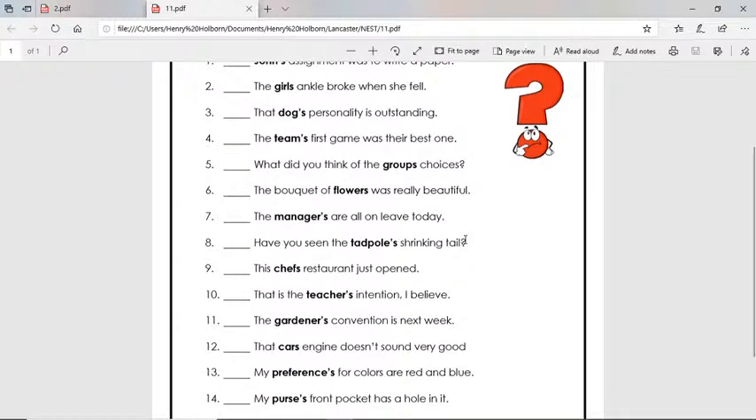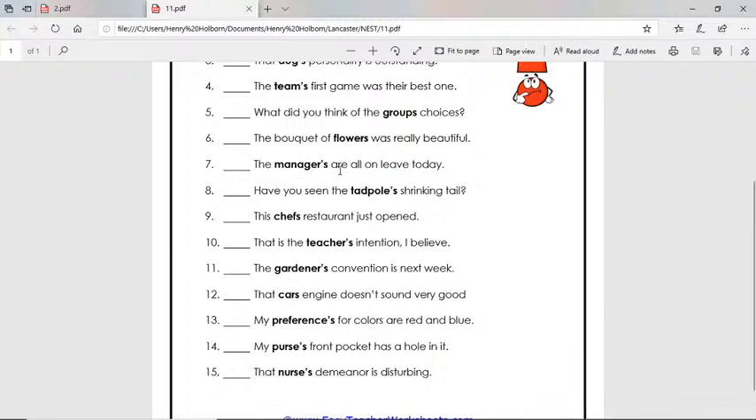Question 7. The managers are all on leave today. We've got the use of apostrophe here. That implies a possessive. So thinking about if that's right or wrong.